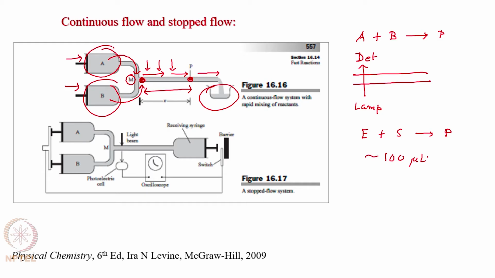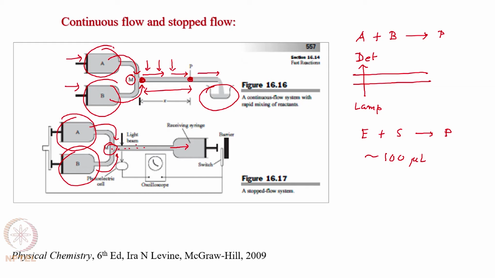Now the way is actually known as the stopped flow method, which is a modified version of the continuous flow method. So what is done here, as you can see, I have a similar mixing chamber like before, and then the solutions come here, they mix here, and then they start flowing, and then they are collected in a receiving syringe.